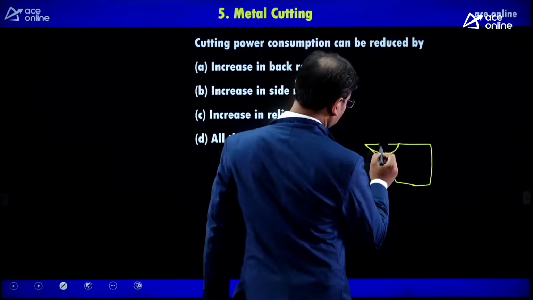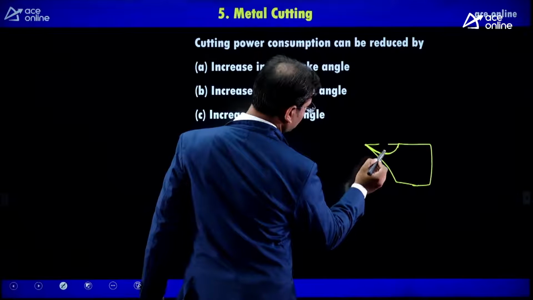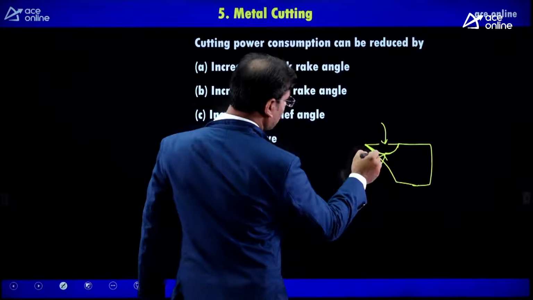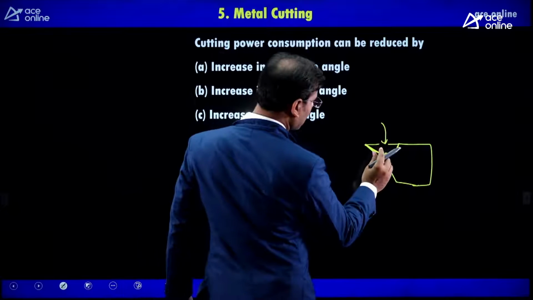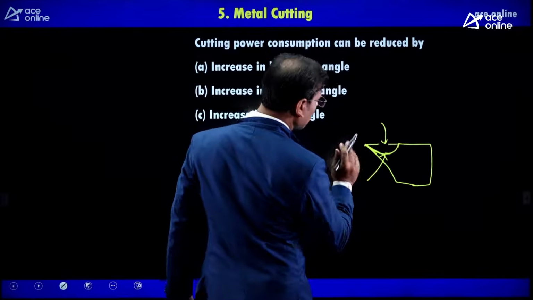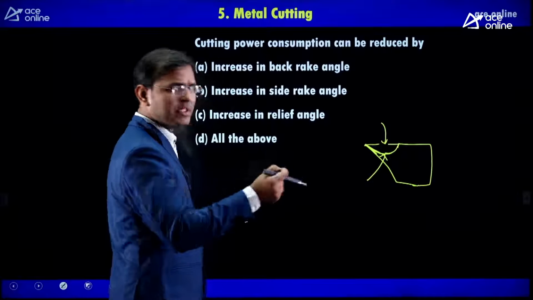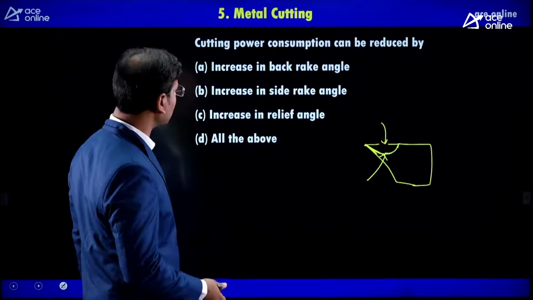Yes, you can see guys, this is the back rake angle here. From here to here, this is the back rake angle. Guys, if we are going to increase the back rake angle, you can see that the material will be less, and the tip of the tool will be sharp. Extreme sharp tip of the tool is not there, but sharp as compared to other cases.